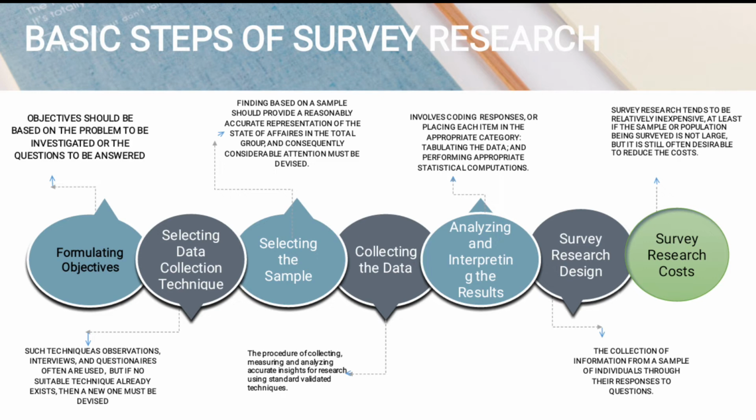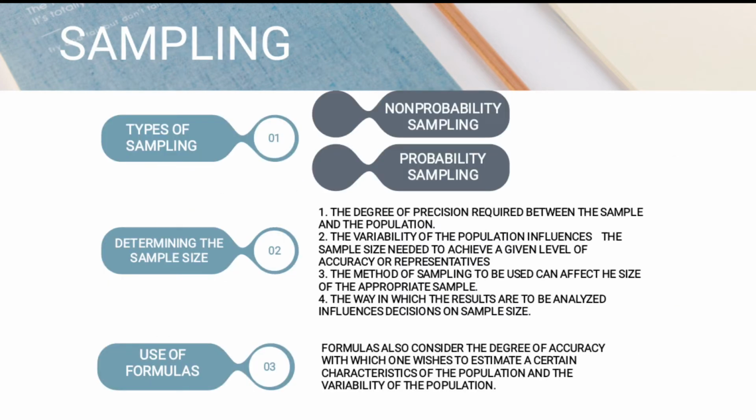Findings based on a sample should provide a reasonably accurate representation of the state of affairs in the total group, and consequently considerable attention must be devoted to it. Fourth is collecting the data. It is the procedure of collecting, measuring and analyzing accurate insights for research using standard validated techniques. Sampling means selecting the group that you will actually collect data from for your research. Example, if you are researching the opinions of students in your school, you could survey a sample of 100 students.